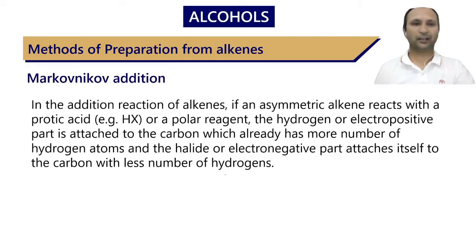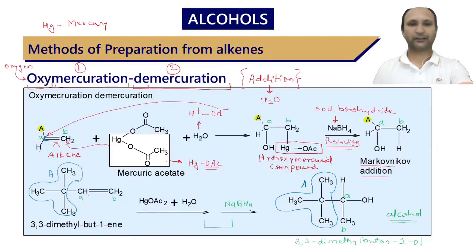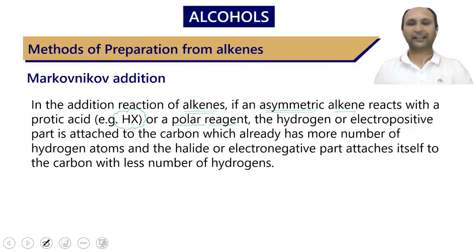this Markovnikov addition. So the description says, in the addition reaction of alkenes, if an asymmetric alkene reacts with a protic acid HX, so it can be HCl, HBr, HI, in fact it can be water as well, because either it can react with a protic acid or a polar reagent, so water can also be there. In our case here we have this mercuric acetate as a polar reagent. Okay, so what happens here?